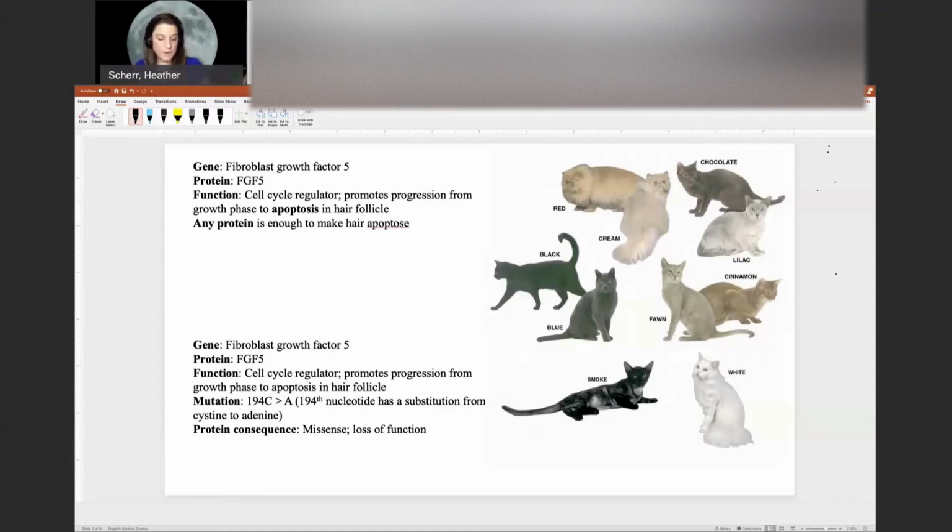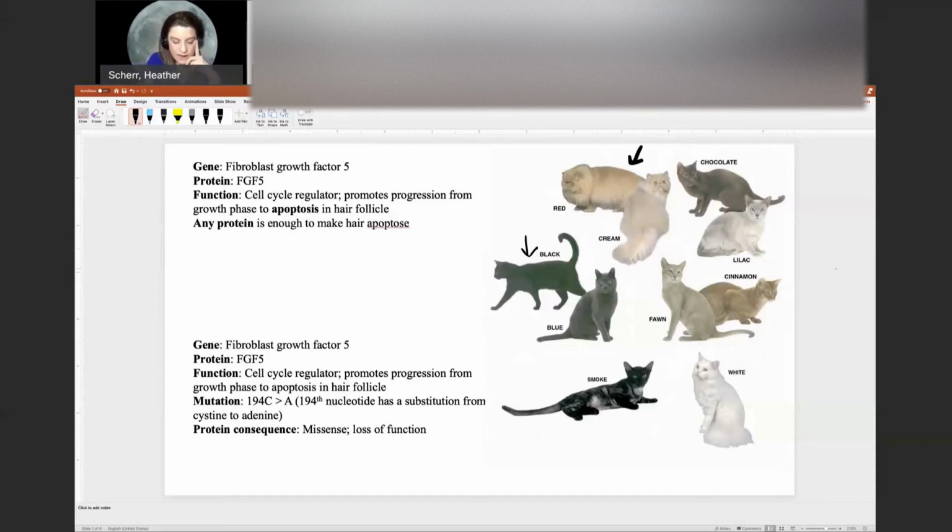So the way that we're looking at this is cat hair length. There are long hair cats like this guy here, so he's a long hair cat, as you might be able to tell. And then something like this is a short hair cat. So we're just looking at a simple complete dominance and recessive scenario. That's why I want to look at it.